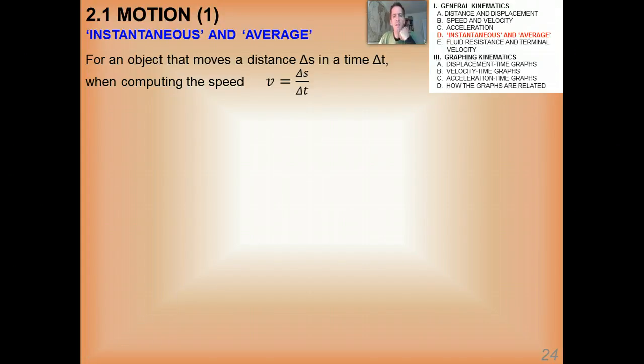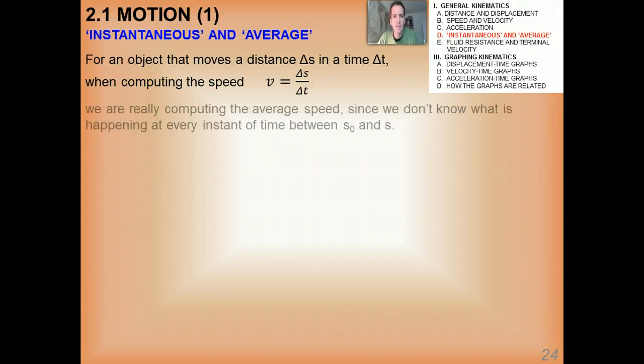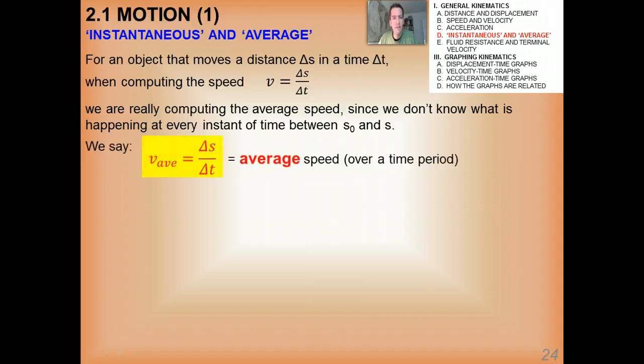Okay, so generally for an object that moves distance delta s in a time delta t, when computing the speed, we use v equals delta s over delta t, or change in distance over change in time. Now, when we do this, we're really computing the average speed, since we don't know exactly what's happening at every instant of time between t equals 0 and t equals some later time t, or between the initial distance and the final distance. So we say generally that v average equals delta s over delta t, and we indicate the average by a little subscript, AVE, is usually what we do.